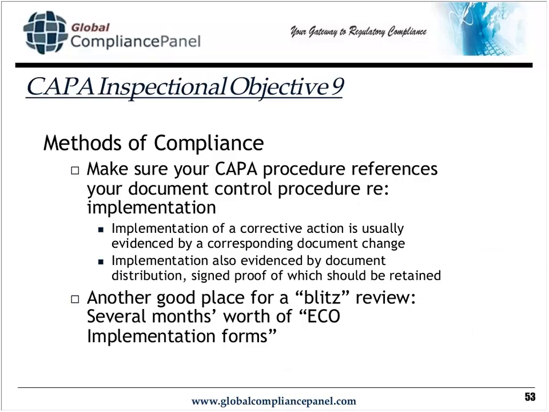And that document change is going to be a control document, which is going to have to go through what's called your ECO process, or your document change process, with approvals and things like that. But you've also got to have implementation. So how do you know that a change has been implemented?